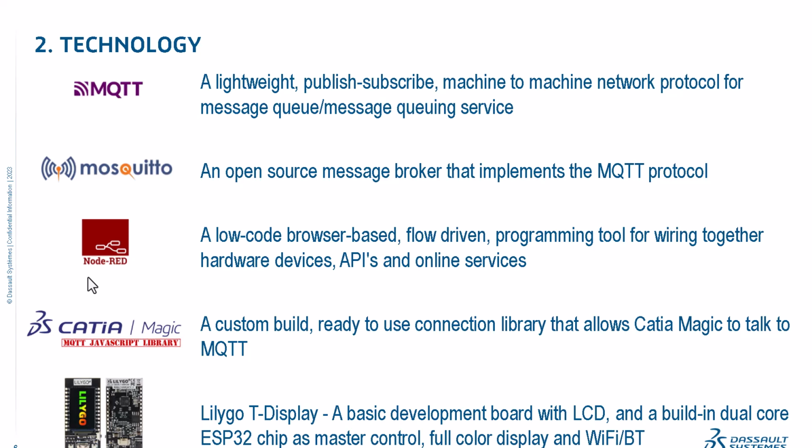Then here we are not showing it, but in the future we'll show how to leverage Node-RED, this low-code, browser-based, flow-driven programming tool, for wiring together hardware devices, APIs, and online services. It has around 4,000 connectors, so we can connect to almost anything and get the data in and out using this tool. Again, open source. Then we are using libraries, which you get as a part of this tutorial.